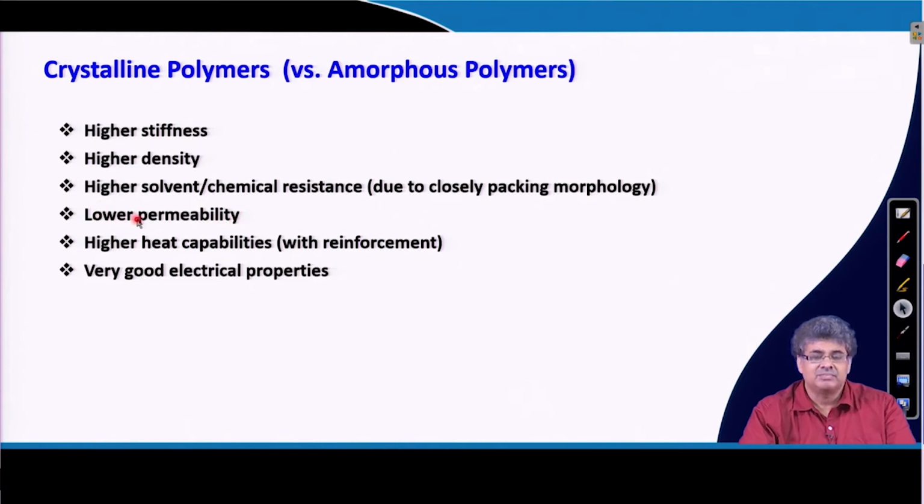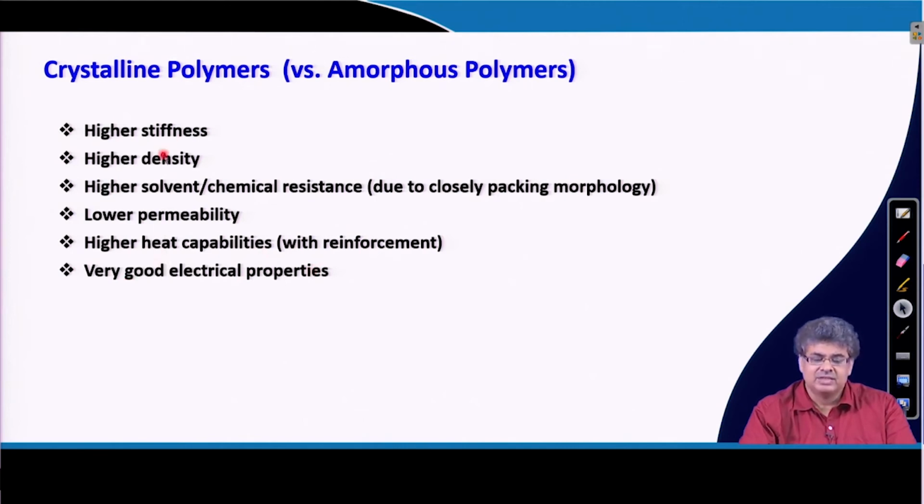That is why semi-crystalline polymers are used as containers or for storage, such as perfume bottles, or in some applications where you need a barrier property to prevent gases from diffusing out of the sample. Similarly, crystalline polymers have higher heat capabilities and very good electrical properties.